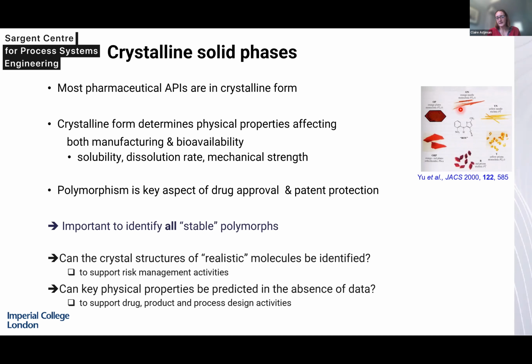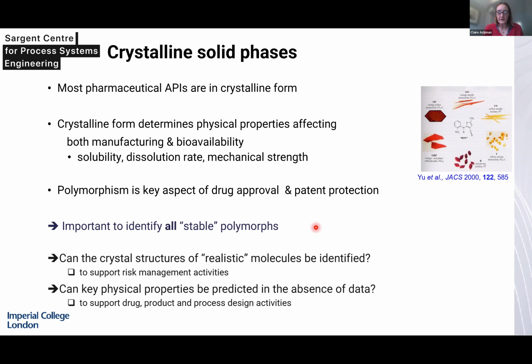So understanding what crystal structures can form is really important in the development of a solid product like a drug, but also agrochemicals, all sorts of other applications. It's really important to therefore be able to identify all of the forms that might occur in manufacturing or indeed during storage of the product.